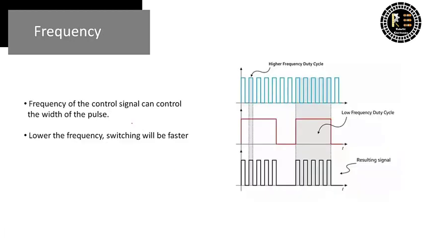Another important factor in determining the width of the wave is frequency. The frequency of the control signal can control the width of the pulse. The lower the frequency, the slower the switching will be.